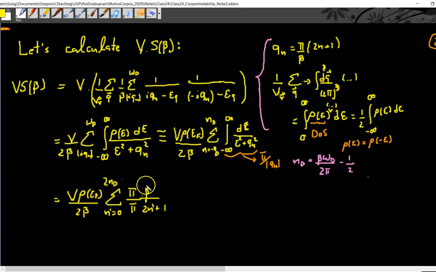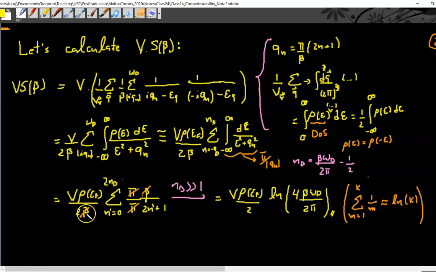Okay, so at the end of the day, I have to calculate this sum, all right? And notice that a lot of things simplify here: this beta cancels, these pi's cancel, and now I change my n to an n prime so that this n prime starts at 0 and ends at 2nd. So instead of going from minus nd to plus nd, I'm going from 0 to 2nd. And now I have this sum going from 0 to 2nd of 1 over 2n prime plus 1.